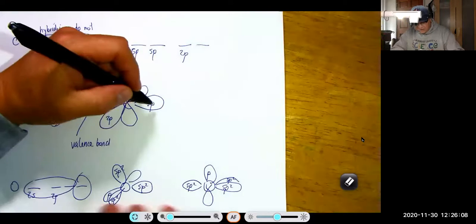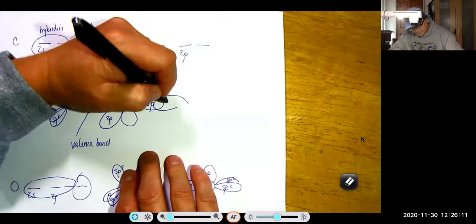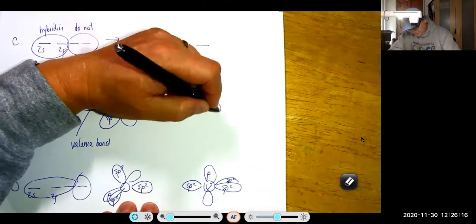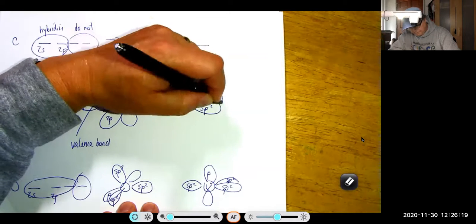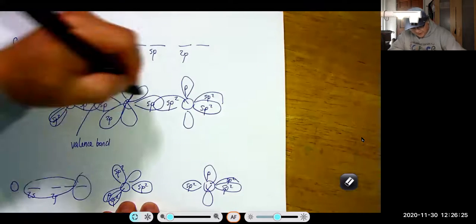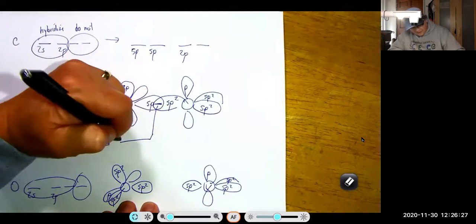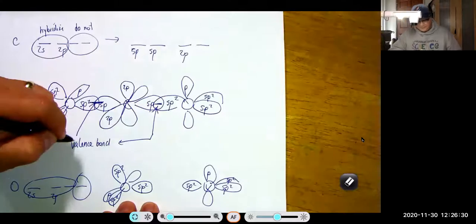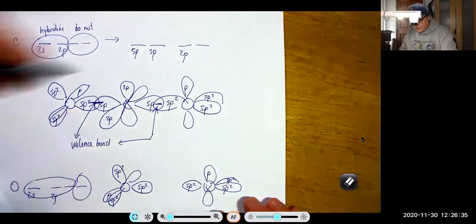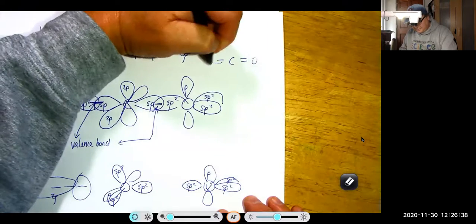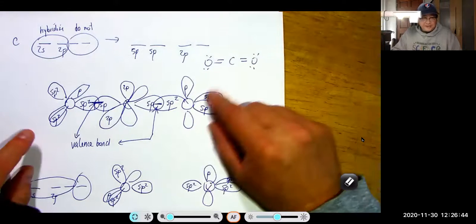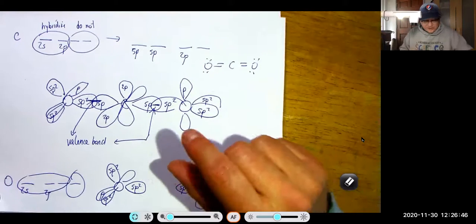Now I'm going to draw this other oxygen right here. And here's the other p. And this right here is a valence bond. So I've shown you how we get one of the valence bonds for CO2. But I haven't shown you how to get the second bond for each of these. So here's the second bond for each of these.